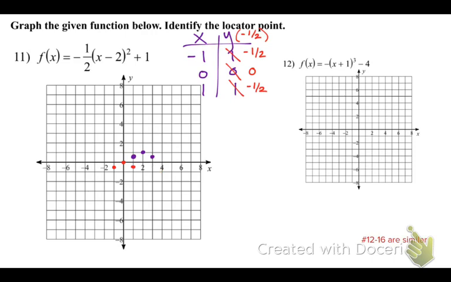And now, this is a final answer for what our graph should look like. Connect it with the best representation of a parabola that you can. This has been shifted 2 units to the right, 1 unit up, reflected over the x-axis, and compressed by 1/2.